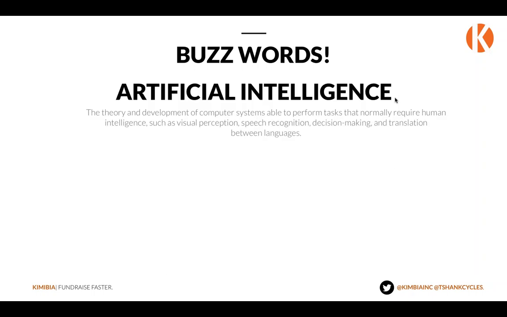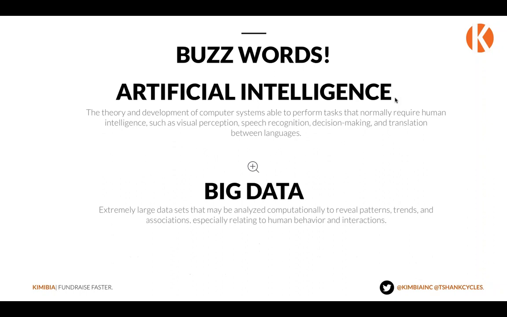By definition, artificial intelligence is the theory and development of computer systems able to perform tasks that normally require human intelligence, such as visual perception, speech recognition, decision-making, and translation. So if anybody's ever used Google Translate, the Google Translate app, that's an example of AI. For anyone who uses Siri on their iPhone, that's an example of AI. All of these things are already around us.